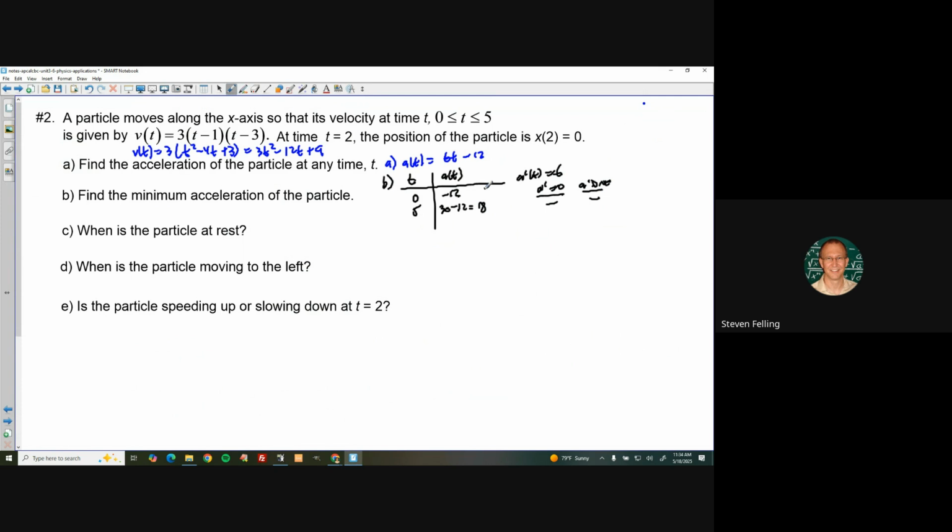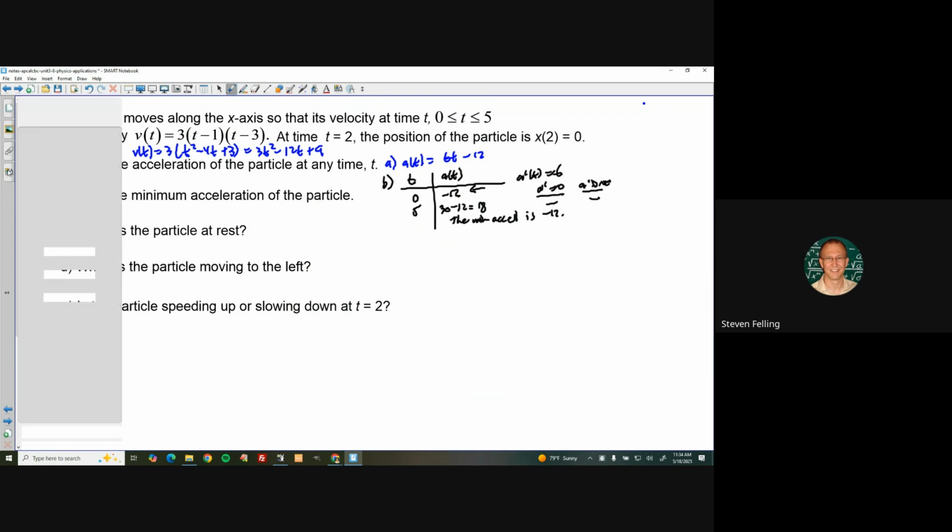The numeric minimum there is negative 12. So I'm going to state that as a little sentence here. The minimum acceleration is negative 12. And again, there's no units here, so I won't try to make some up.